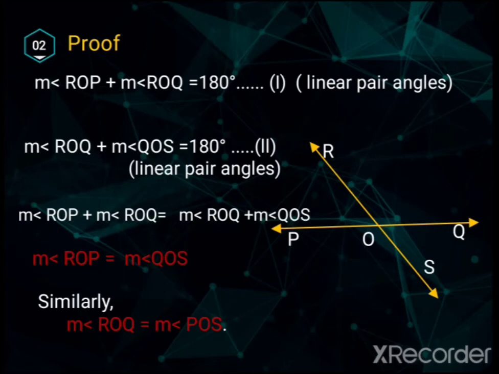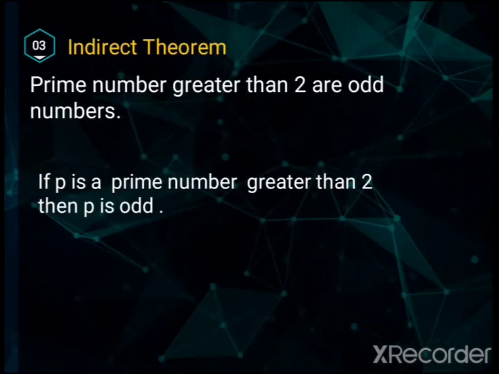Now let's move to the next, the indirect theorem. Prime numbers greater than 2 are odd numbers. Here prime numbers means the numbers which are divisible by 1 and by itself only. You know even numbers and odd numbers. Even numbers are those numbers which are divisible by 2, and odd numbers are those numbers which are not divisible by 2.